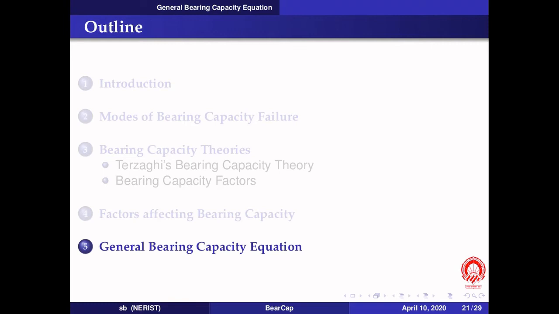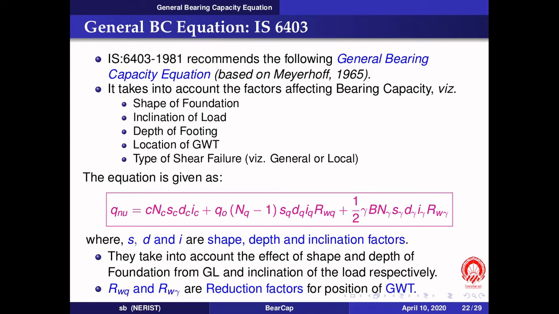Now let us come to a bearing capacity equation that takes into account all these factors that we have just now mentioned. Now our IS code, IS 6403 1981, it was reaffirmed in 1997. This code recommends a general bearing capacity equation which is based on Meyerhof's results in 1965. So it takes into account these factors: shape of the foundation, inclination of the load, depth of the footing, location of the groundwater table, and also type of shear failure.